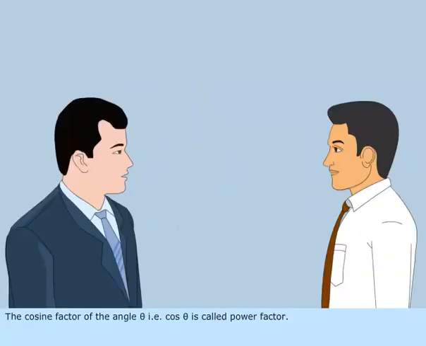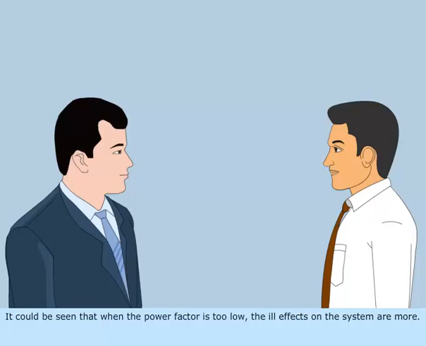The cosine factor of the angle theta, that is cosine theta, is called power factor. It could be seen that when the power factor is too low, the ill effects on the system are more. These need to be addressed by power transmission engineers. Let us see it in the next lesson.